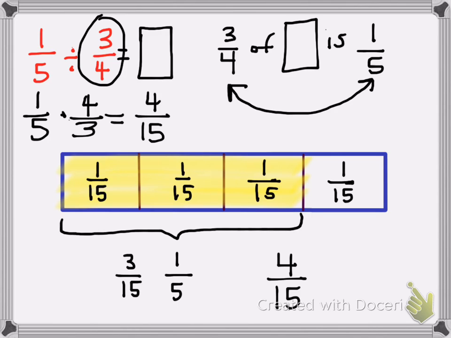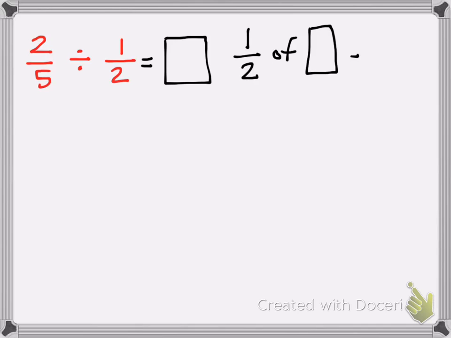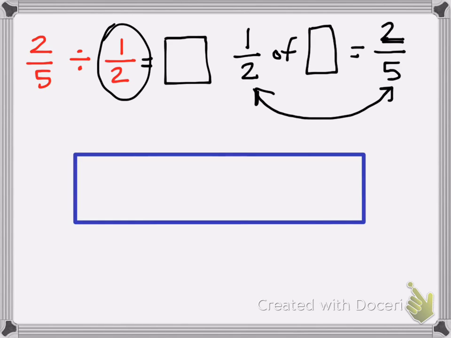All right. Let's do one more, just to make sure we've got it. I know that that's going to be equal to something, and so I can rewrite this as 1/2 of something is equal to 2/5. Okay, so now I know that 1/2 and 2/5 are the same thing. So I'm going to model my second fraction, remember? I'm going to split it into 2. I'm going to shade 1.